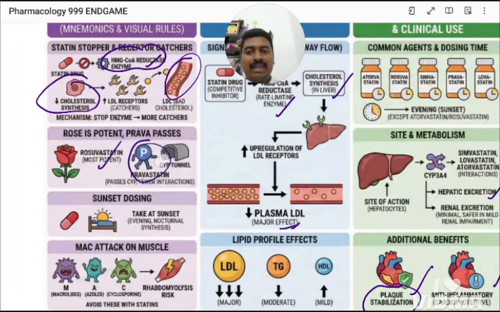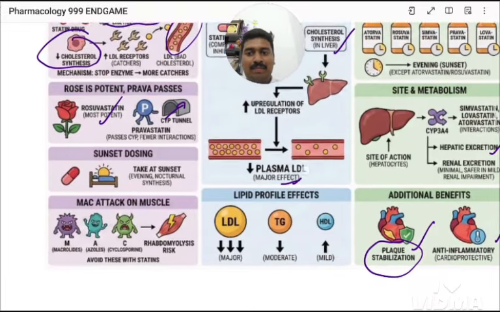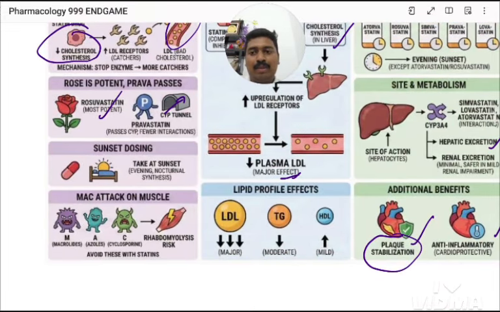Pravastatin bypasses CYP, hence it has fewer interactions. This is like a CYP tunnel where the P stands for pravastatin, which walks into it. So it bypasses CYP metabolism. The rest all go through CYP3A4. It is taken at sunset, as an evening dose, because cholesterol synthesis is highest in the liver at night. That's why we prefer a night dose. It's a very specific question. Examiners are fond of these exceptions. So remember, statin means at night.